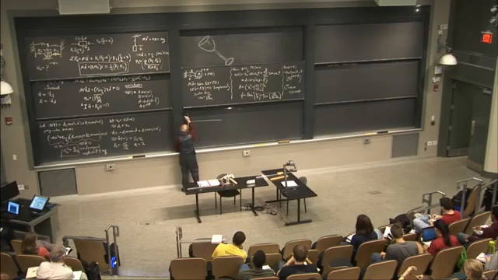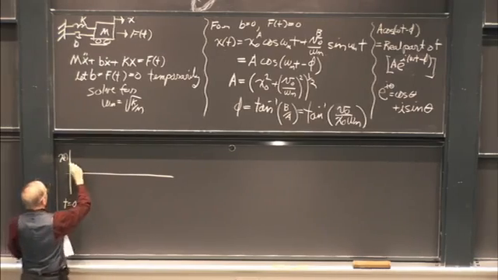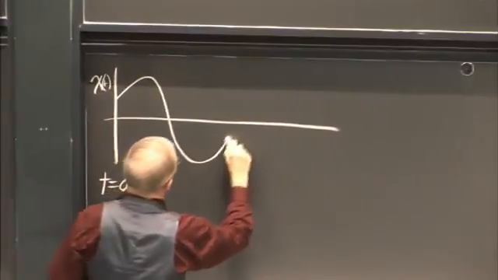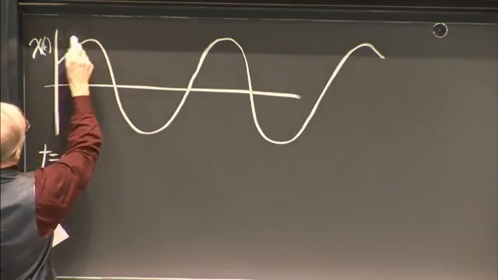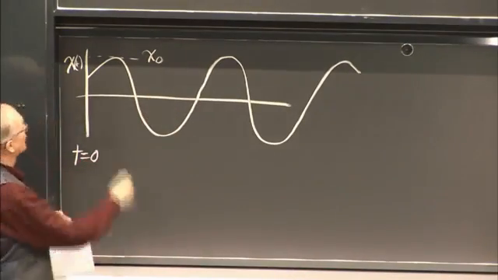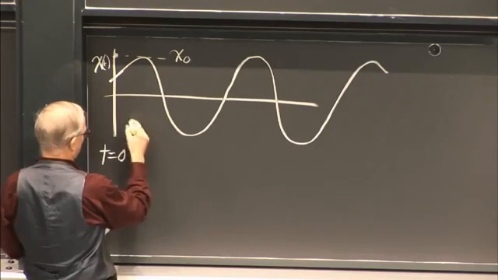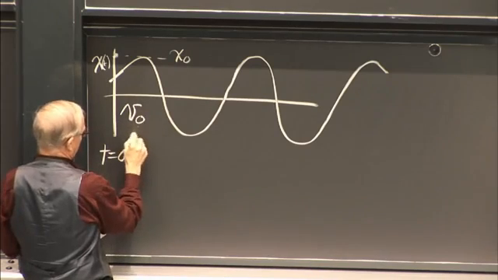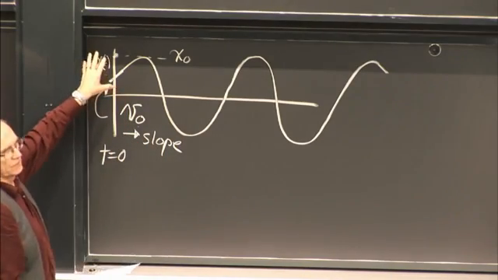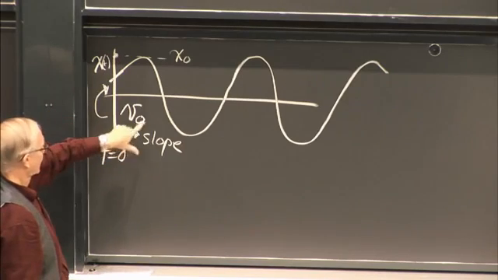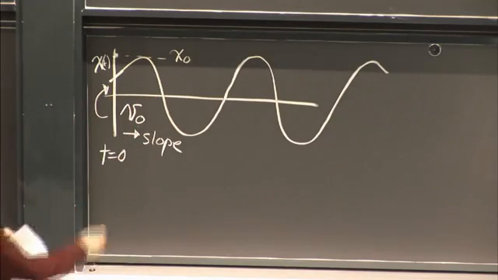Well, this is now x of t, and this is t equals 0, and this undamped system is essentially going to look like that. And this is the value x naught, the initial condition on x that you began with. And right here, v naught is the initial slope of this curve, right? Because the time derivative is x dot. So this is your initial velocity.